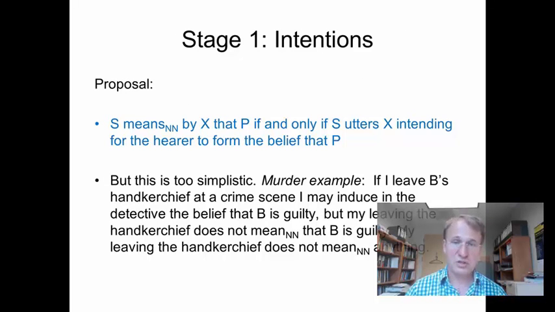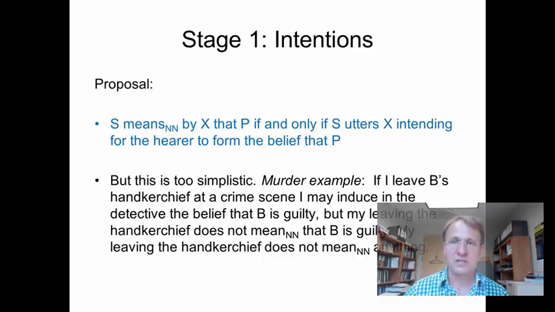So the initial proposal, that's not his final account. The initial proposal says that S non-natural means by a certain utterance X, that P, if and only if S utters X intending for the hearer to form the belief that P. So X here is an utterance. It need not be an utterance, it can also be a gesture, because also gestures can have non-natural meaning. So actions in general can have non-natural meaning. So X stands for an utterance or an action, and P stands for the content of the belief that the speaker would like the hearer to form.